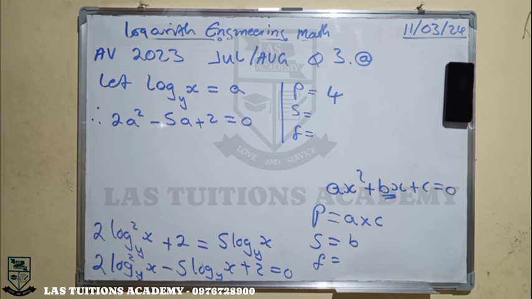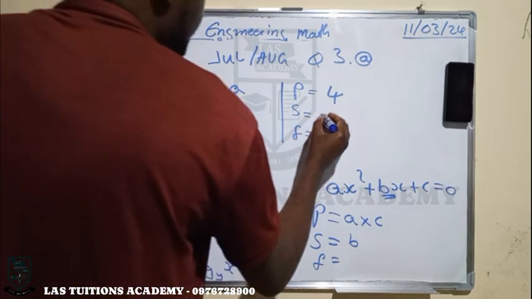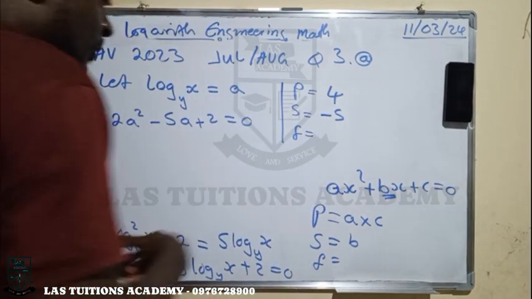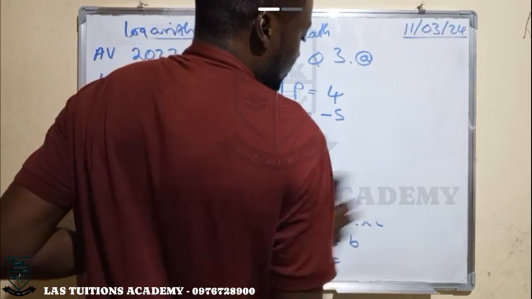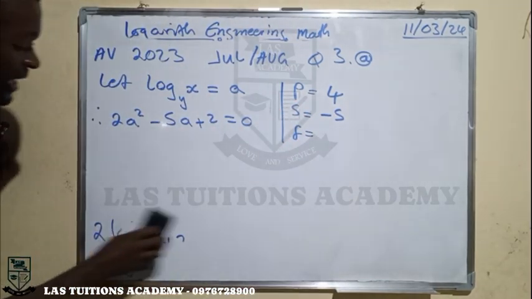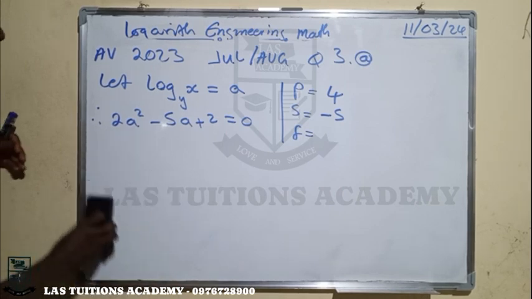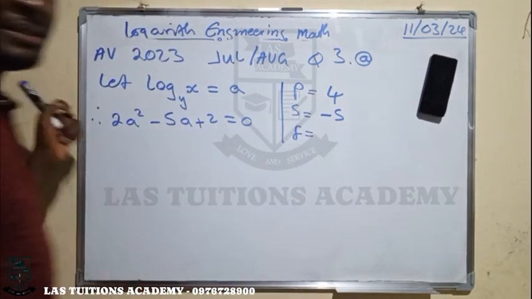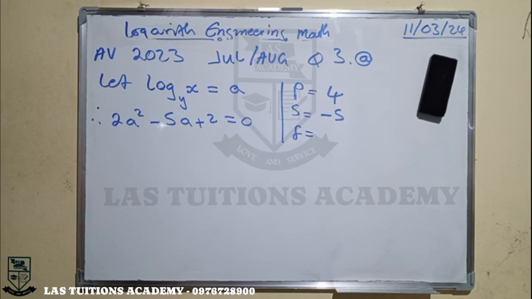-5. Okay, correct. So you get -5. So what are the two numbers such that when we multiply them, we are going to get 4, and when we add them, we are going to get -5? I need those two numbers. Quickly, what are those two numbers?